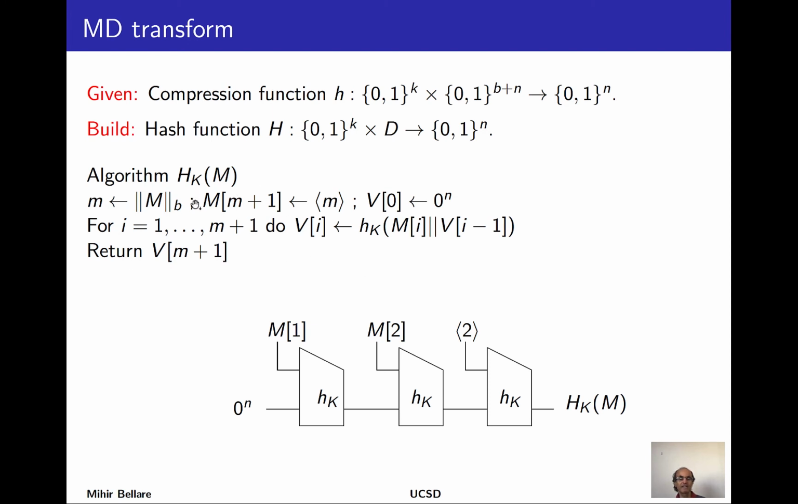Here we render it in code. We compute the number of blocks in the message. We append to this message one more block, which is the number of blocks in the actual message encoded as a b-bit string, initialize the chaining variable, and then the loop performs its iteration m plus 1 times and returns the final value.